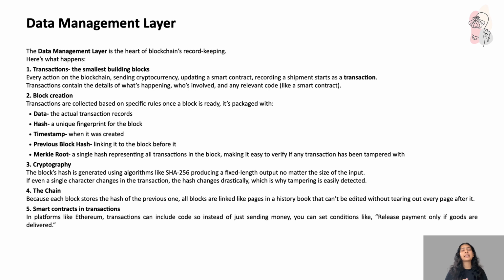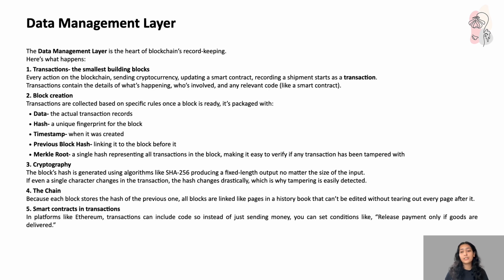The chain: each block stores the hash of the previous one. All blocks are linked like pages in a history book that can't be edited without tearing out every page after it. So let's assume there's a book with 100 pages. Now I cannot remove the 98th page, right? Because if I remove the 98th page, somebody who's reading it will know that this is 97, this is 99, where is 98? So I have to remove 98, 99, 100, right?